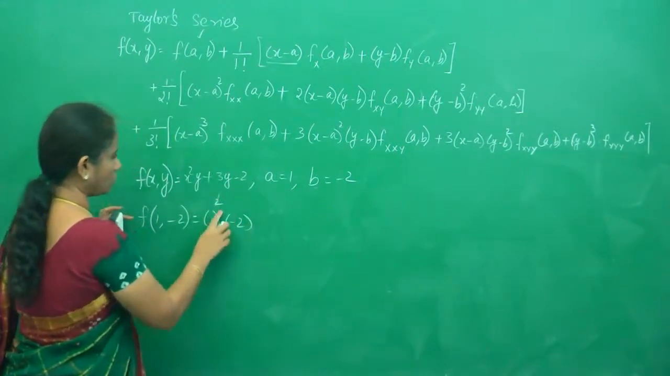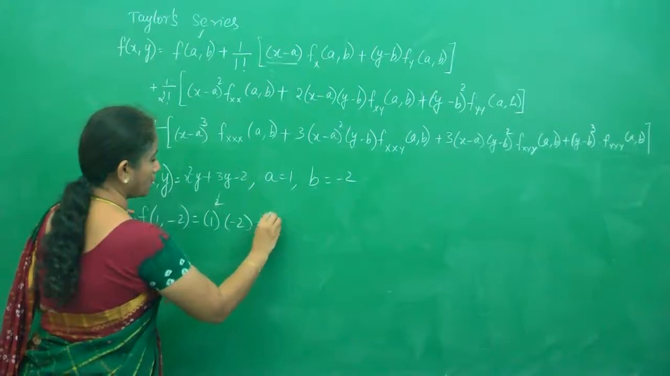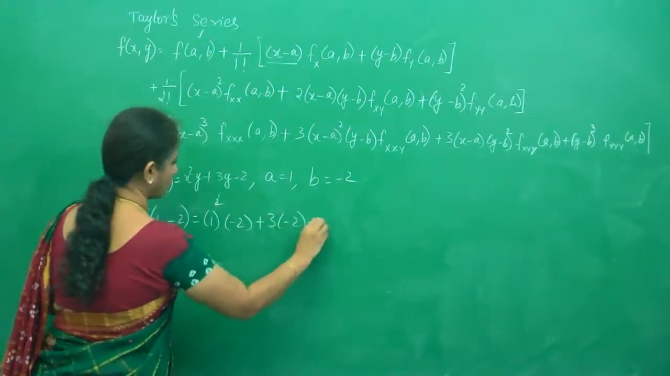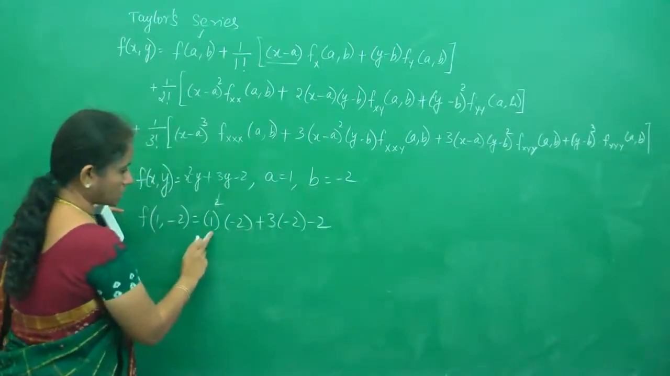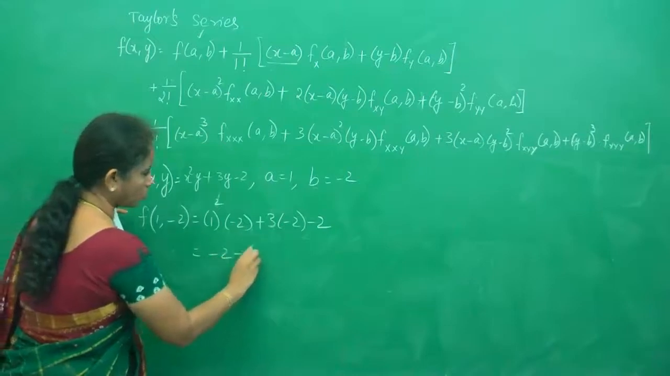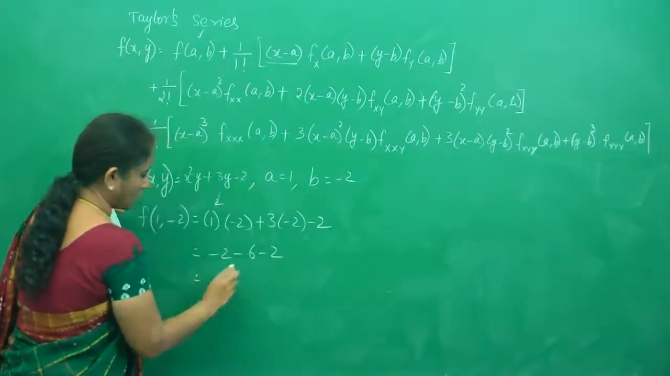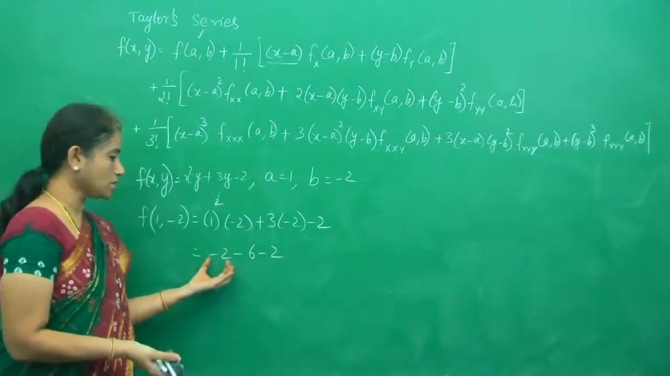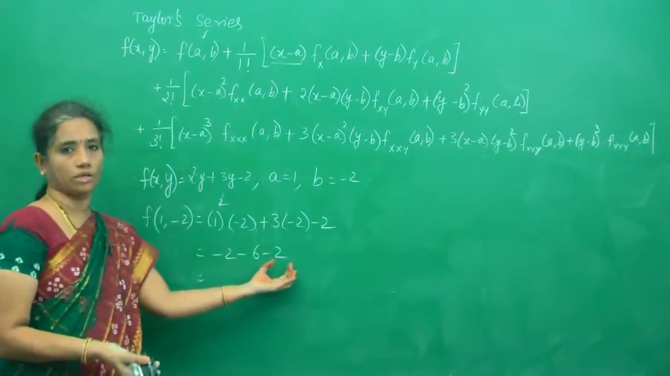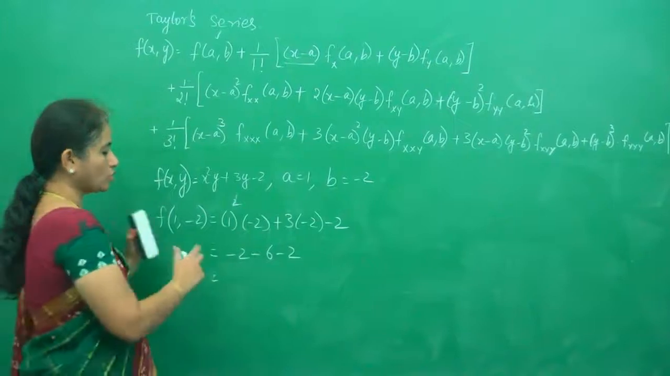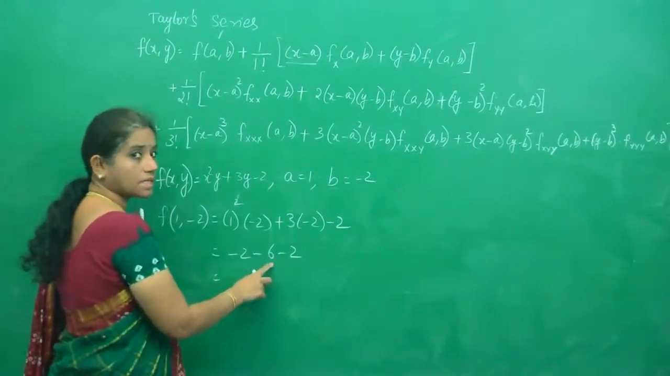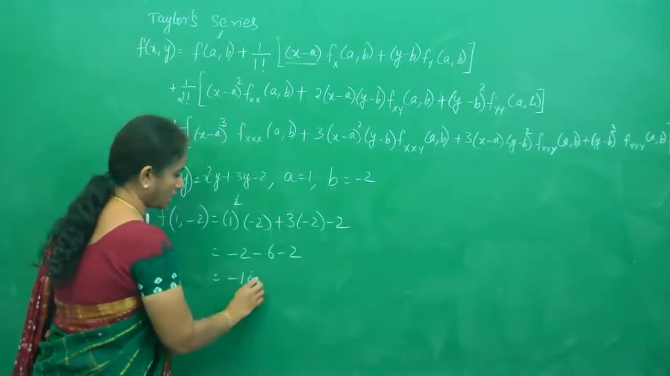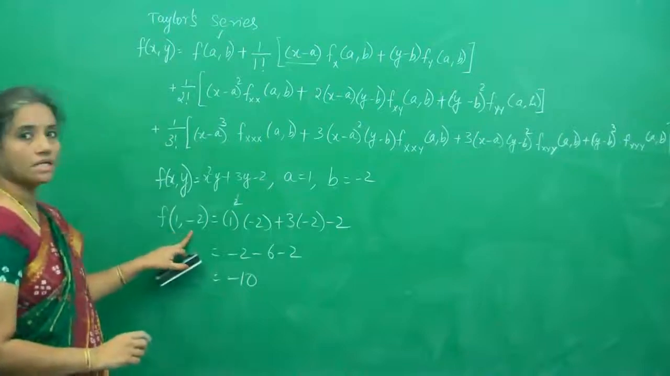Minus 1 power 2, y is minus 2, plus 3 times minus 2, minus 2. What is this equal to? Minus 2, minus 6, minus 2. And one more thing children, please remember, when you do the calculations, start from left, keep on doing, okay? Don't do in between. So we will do minus 2 minus 6 is minus 8, minus 8 minus 2 is minus 10. So I got the first answer ready.